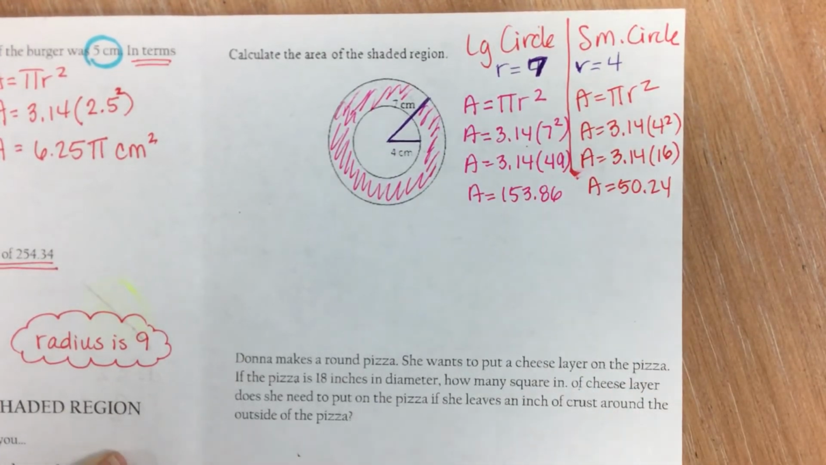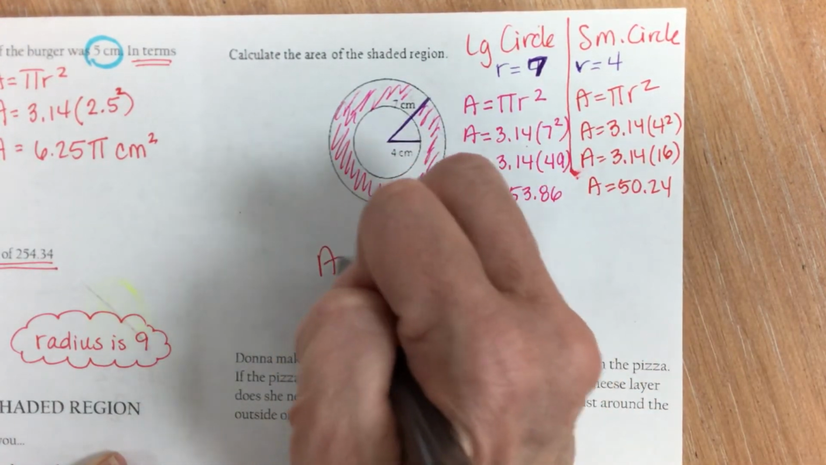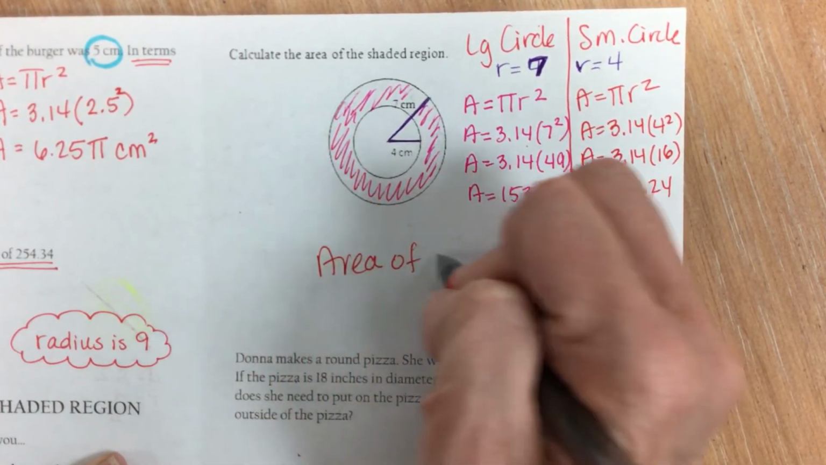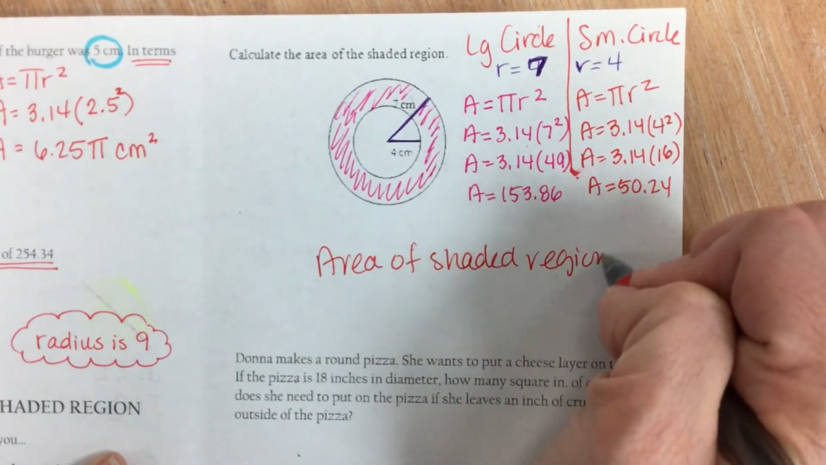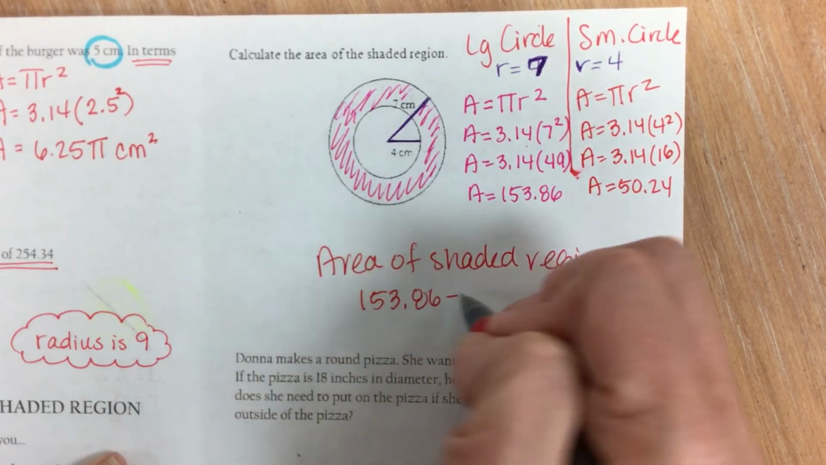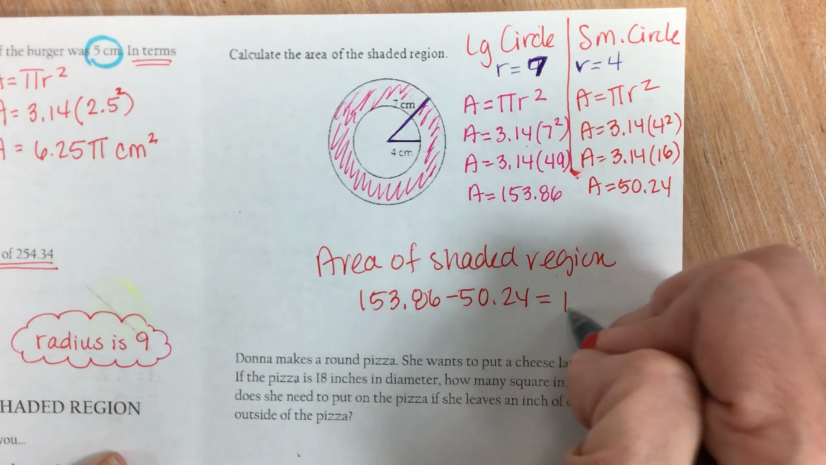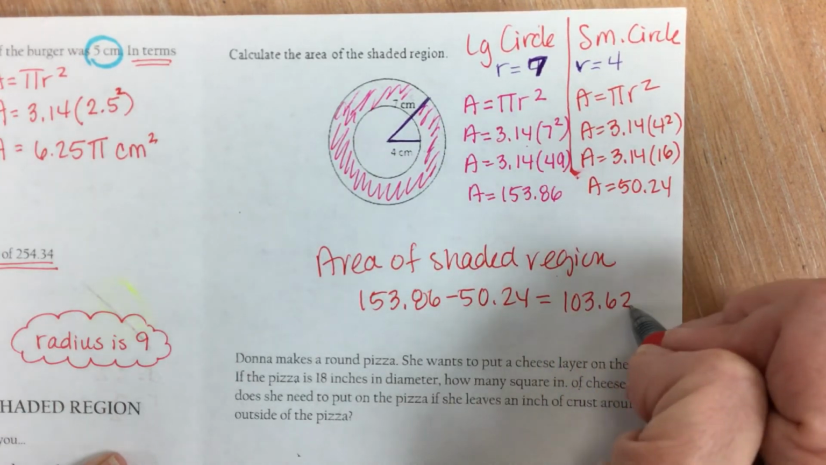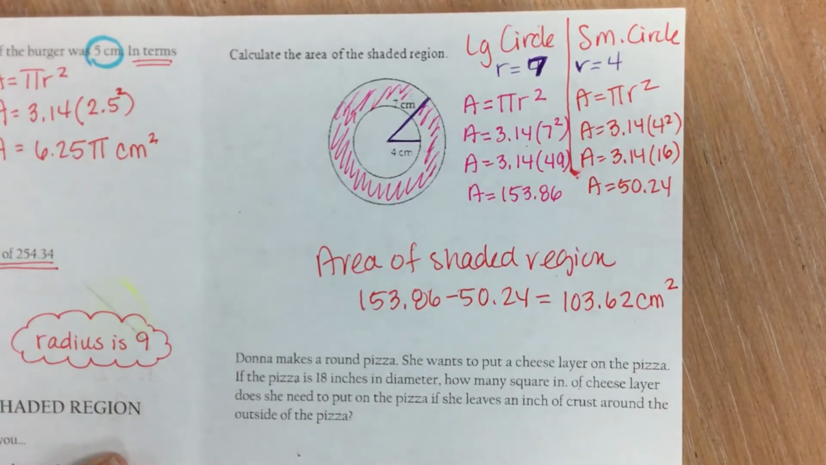But I have to find the area of the shaded region. And remember, that's this area here. So I'm going to go ahead and write area of shaded region. So it'd be 153.86 minus 50.24 gives me a total of 103.62. And this would be centimeters squared, or square centimeters.